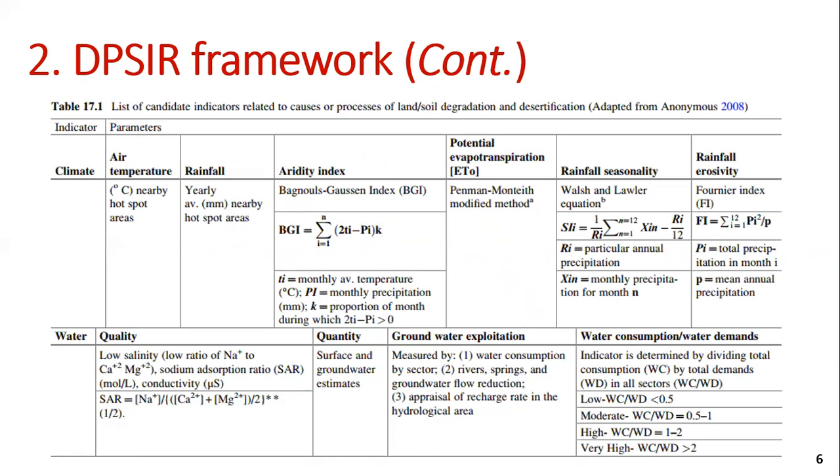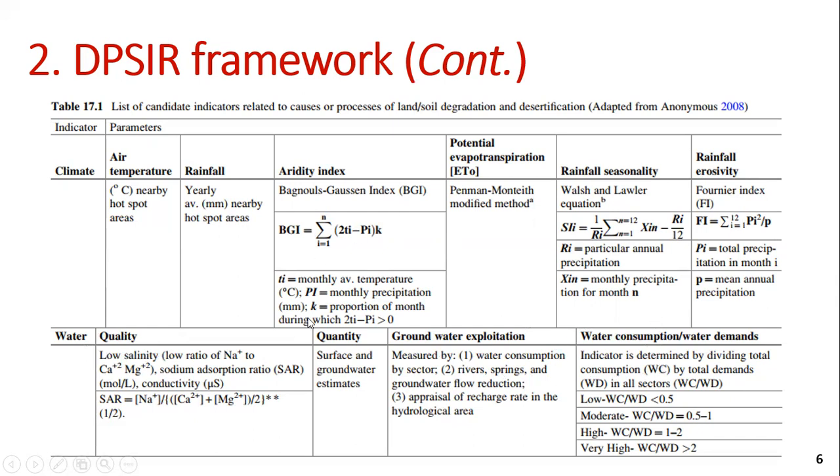As we said, this type of framework uses 54 different indicators. Examples of these indicators are listed here in the table. So we have, for example, an indicator that focuses on the climate, and it measures different parameters. It measures, for example, the air temperature, rainfall, and aridity index, and there are equations that we use to get the aridity index, the potential evapotranspiration, rainfall seasonality, and rainfall erosivity. Then it looks at the quality of water. So it looks at the quality, the quantity, the groundwater.